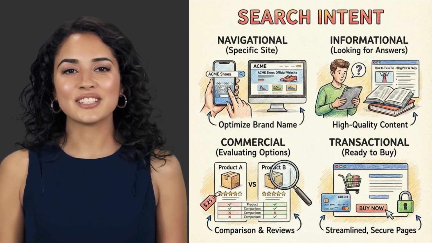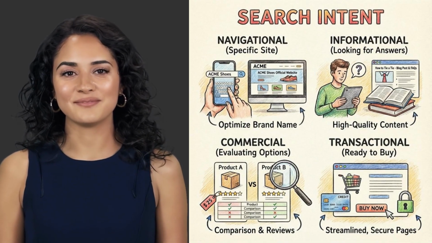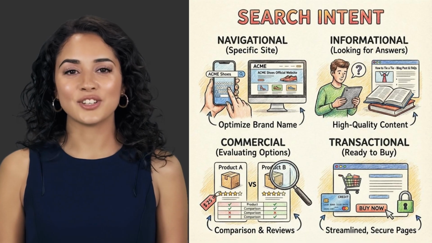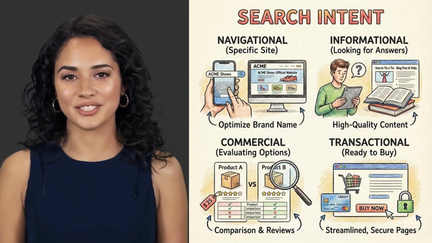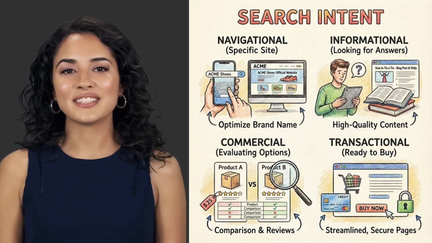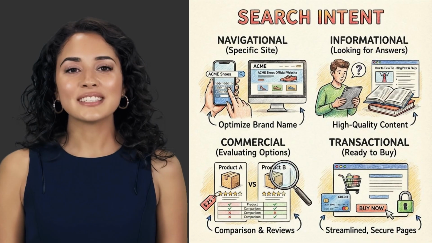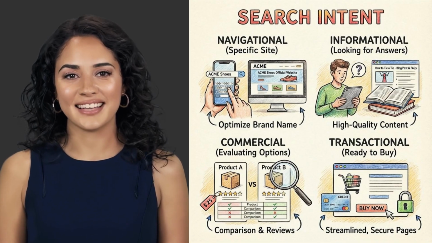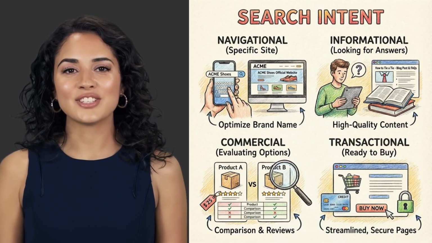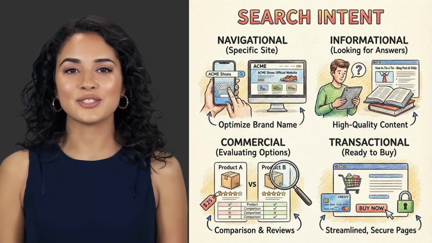Informational intent means the user is looking for answers, which you can capture with high-quality blog posts and FAQs. Commercial intent occurs when users are evaluating options, best served by comparison content and reviews. Finally, transactional intent means the user is ready to buy, requiring streamlined, secure product pages with strong calls to action.